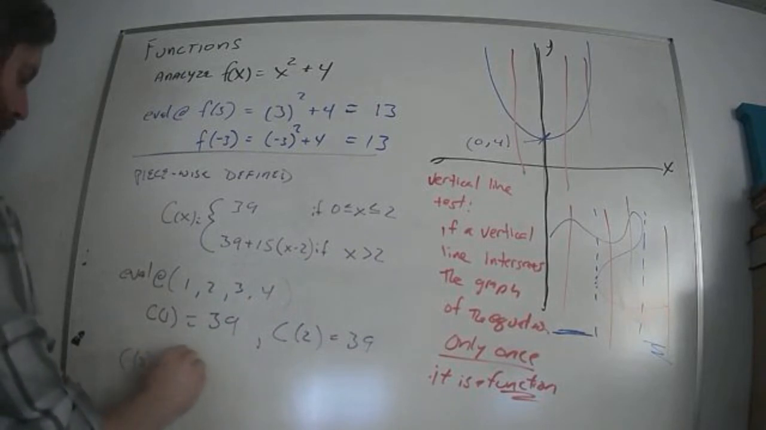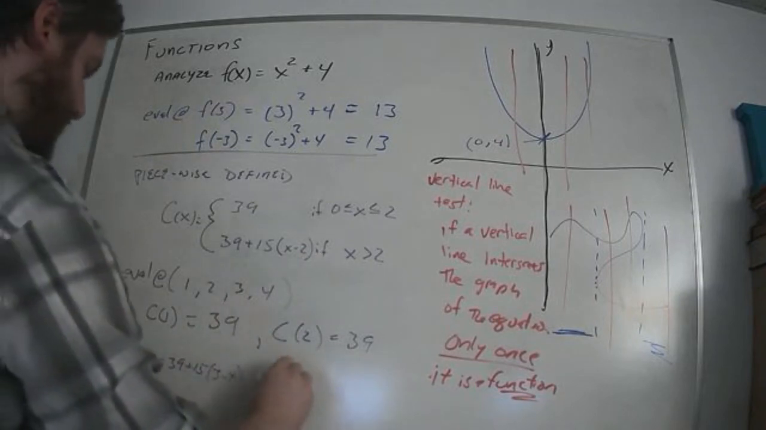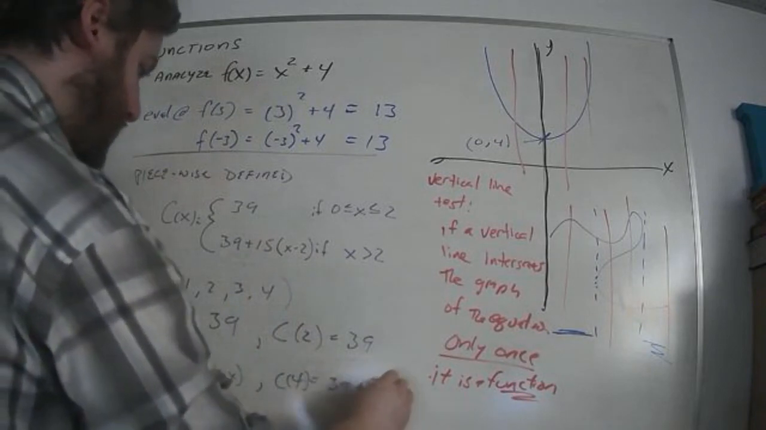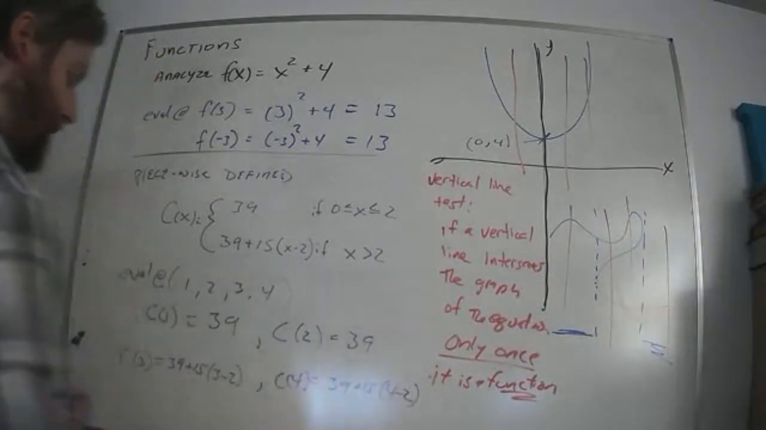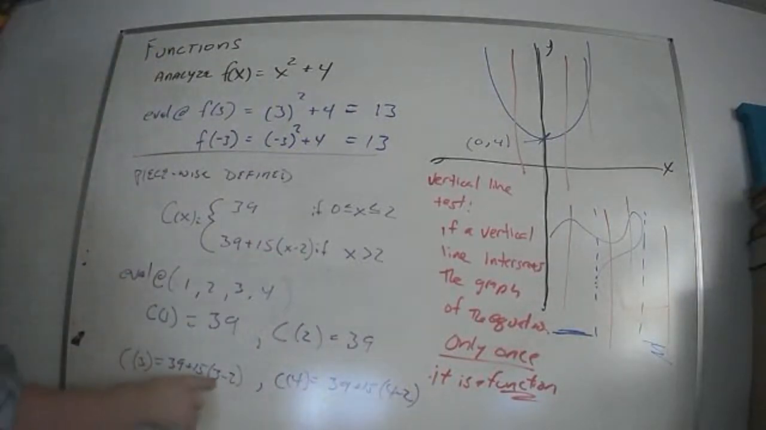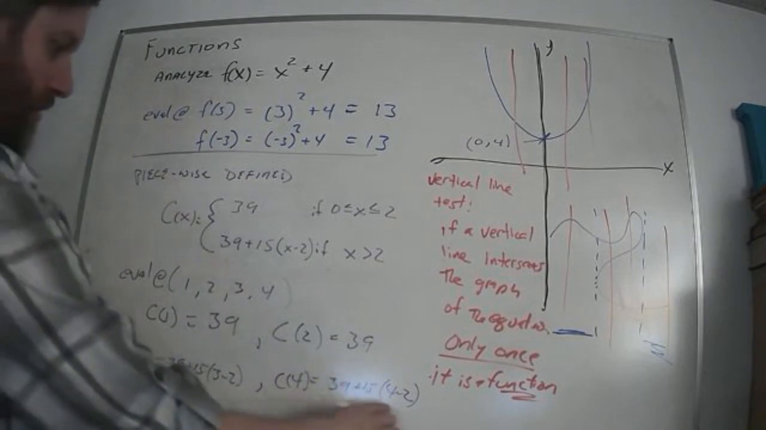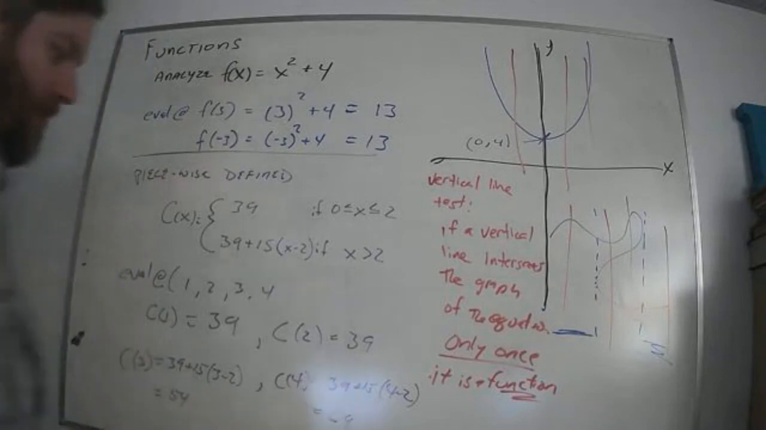3, I have to do this equation. C of 3 equals 39 plus 15 times 3 minus 2. And C of 4 equals 39 plus 15 times 4 minus 2. Right? Because it's x minus 2. So x is 3. So I can do this. 3 minus 2 is 1. So 15 plus 39 is 54. And here, 4 minus 2 is 2, so that's 30 plus 39. That's C of 4 is 69.